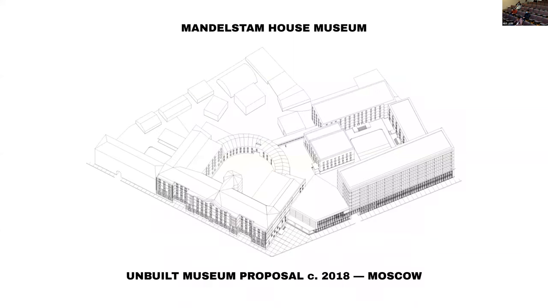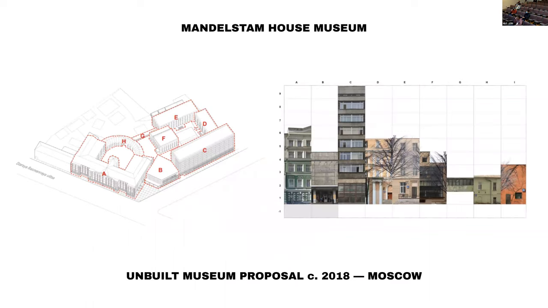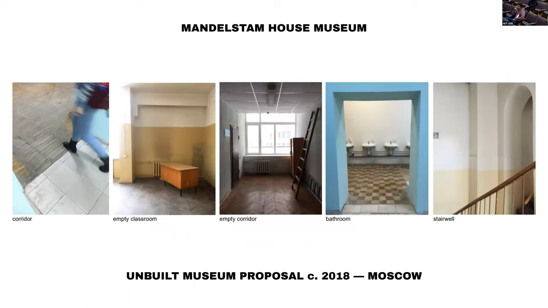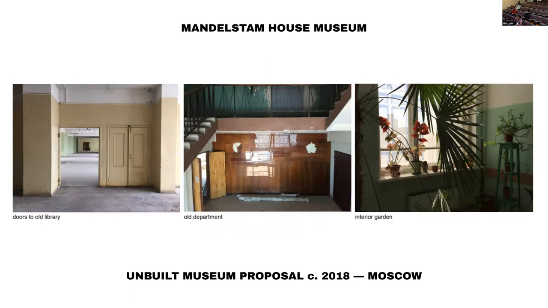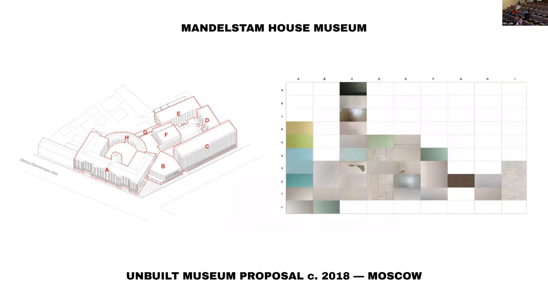So this is just a line drawing of the building that we chose. It was only about half occupied, so it was pretty much abandoned. This just shows all of the different materials and styles. Really beautiful building. It was just kind of empty. Color palettes.